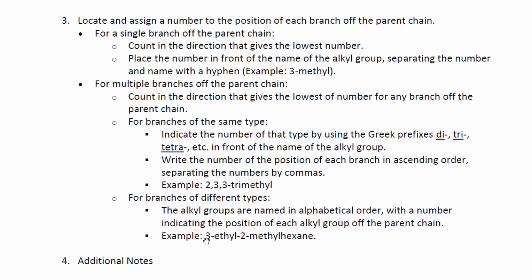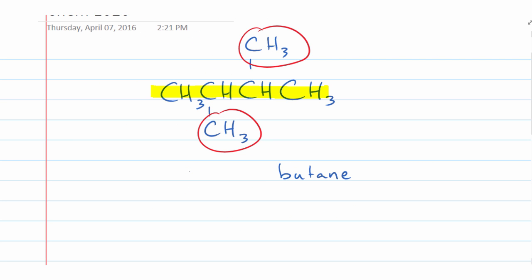If we have branches of the same type, what we're going to do is use the Greek prefixes di, tri, tetra, etc. in front of the name of the alkyl group. So the prefix that means 2 would be di. So we would then call this one here dimethylbutane.